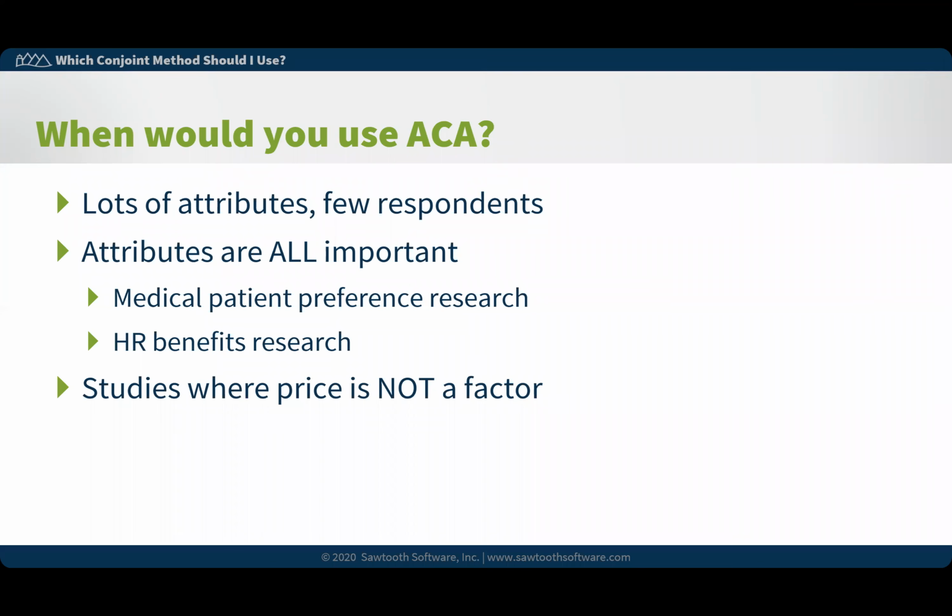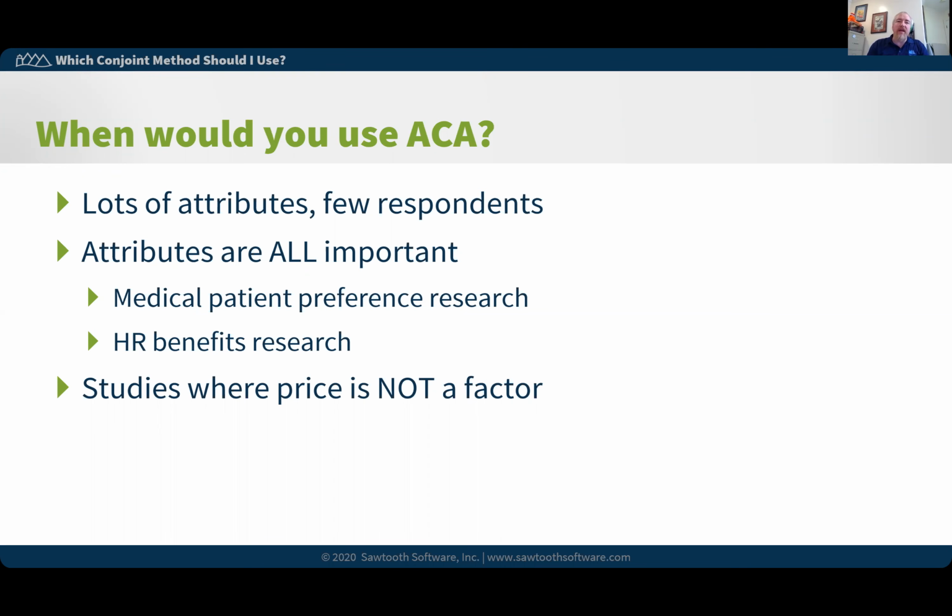Okay, thanks. All right, so when would you use ACA? If you've got lots of attributes and few respondents. If your attributes are all important. ACA tends to not work well if you have some attributes that are much more important than other attributes. But there are situations where it's likely that for any given respondent, one attribute is just as important as the next. There isn't really a price attribute per se.